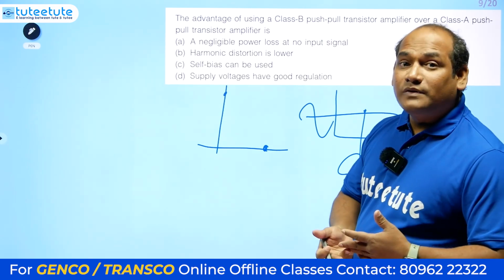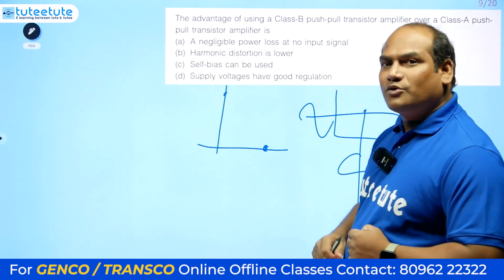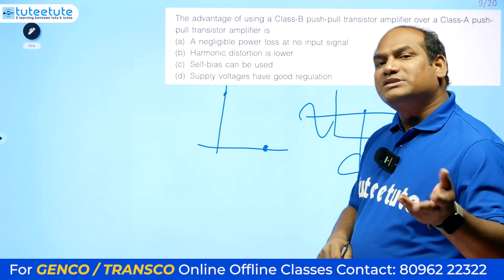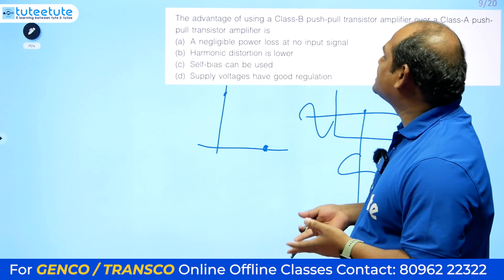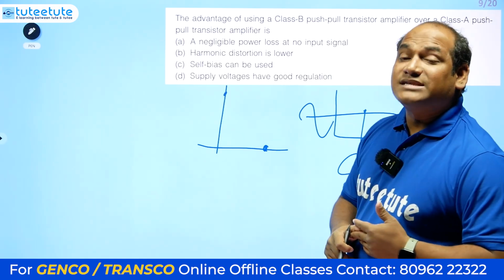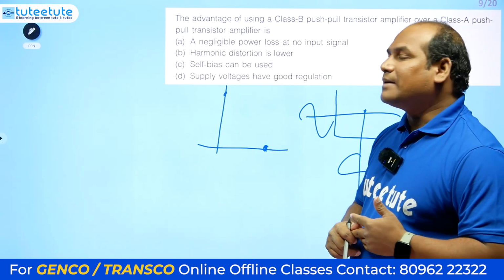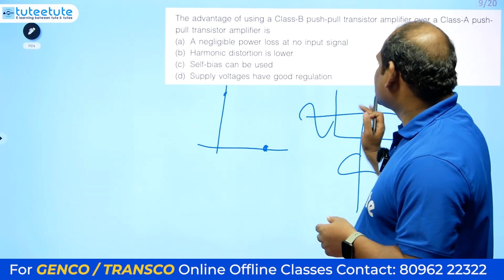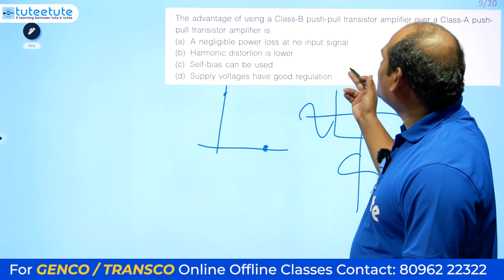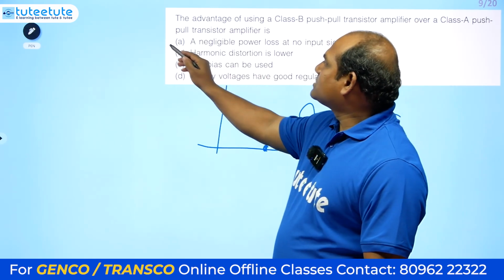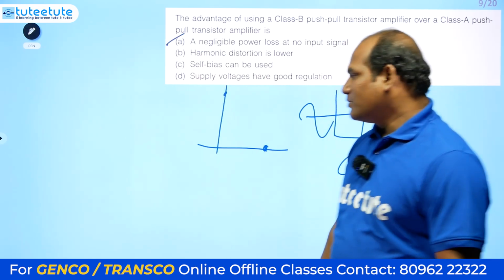So only one half cycle you will get, so the total power dissipation is almost 0. That is what we can tell as the advantage of the class B push-pull amplifier compared to the class A amplifier. So if you see the options, negligible power loss at no input signal, this is okay.